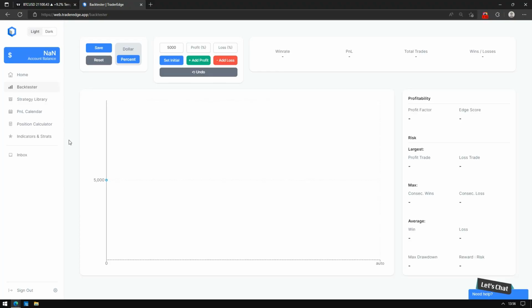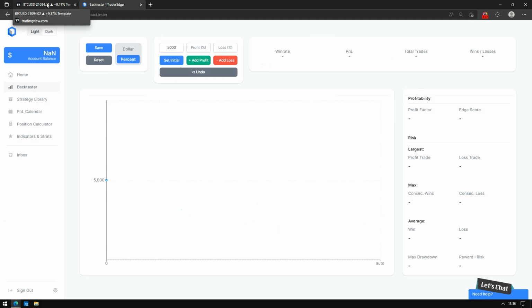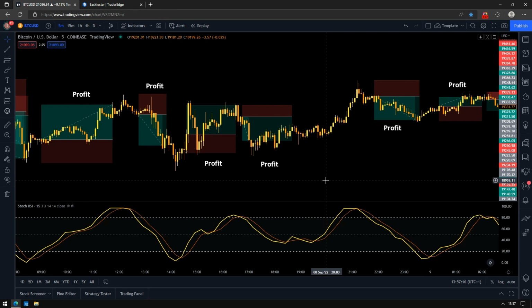To backtest this strategy, I'm going to be using TraderEdge with an initial account balance of $5,000, as that is the cheapest MyForexFunds account, and I'll show the results for the backtest at the end of the video. So this method is super simple, and it is a scalping method on the 5-minute time frame. You can do this on Forex, stocks and crypto. I've decided to do it on Bitcoin, and I'm going to show you exactly what to do now.